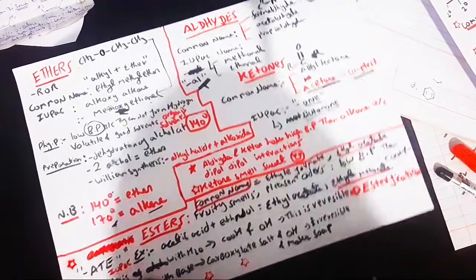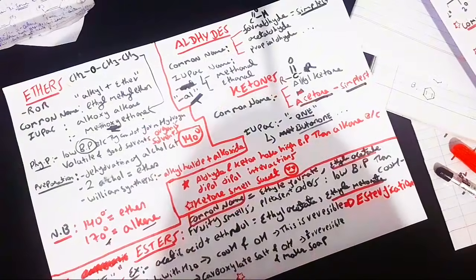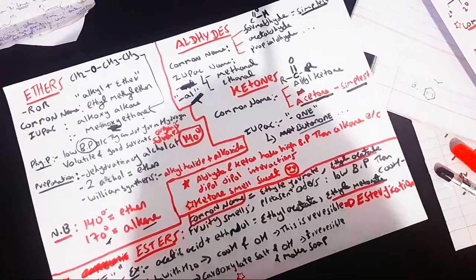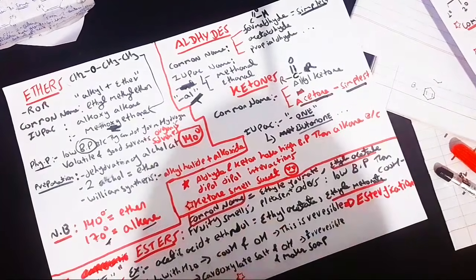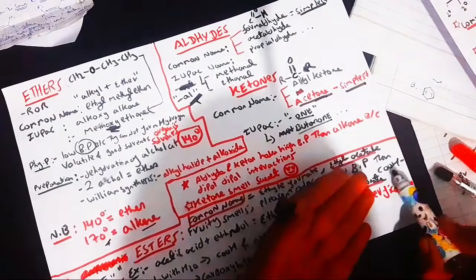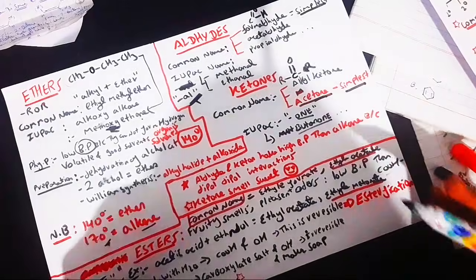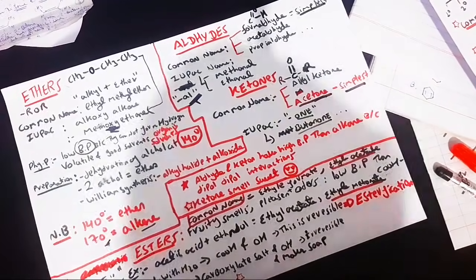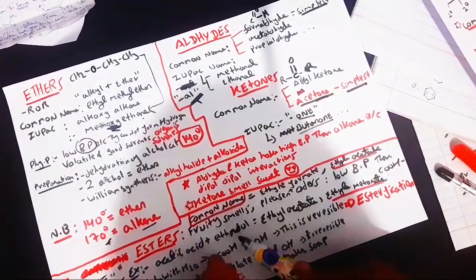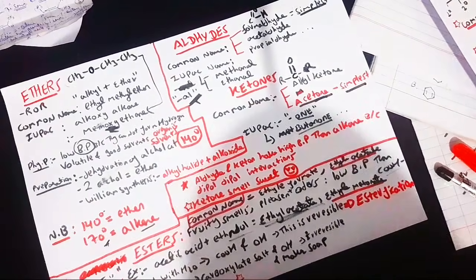And they have a fruity smell. They are usually found in fruits and they have pleasant odors. They have lower boiling points than the carboxylic acids. Eventually, carboxylic acids form dimers. We're going to be seeing that later when we talk about carboxylic acids. So acetic acid plus ethanol is going to be giving us ethyl acetate, which is the simplest ester.